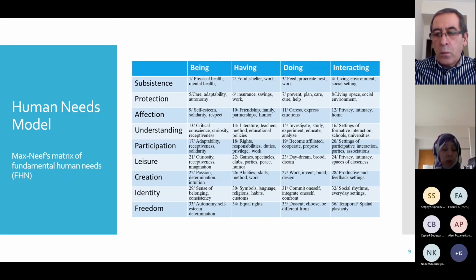So why is this model chosen? This matrix is chosen because it's proof-tested in many workshops in different countries and cultures. And also the matrix provides individual and collective attributes to encompass all elements of other needs models. That's why we chose this model.